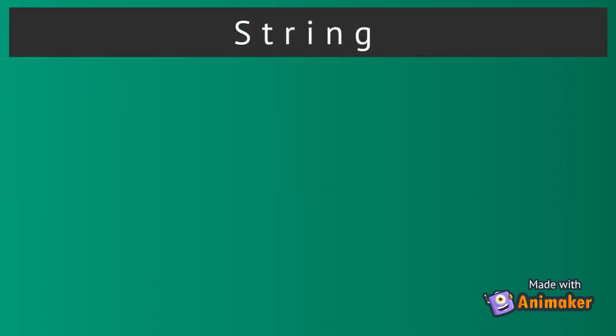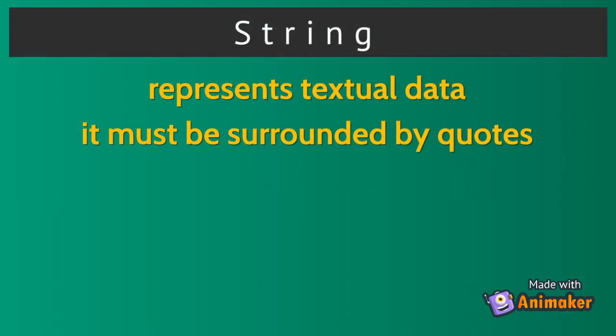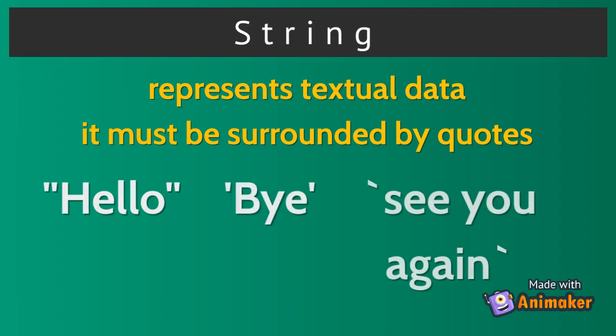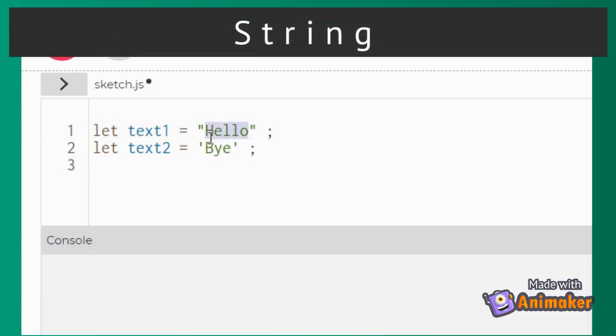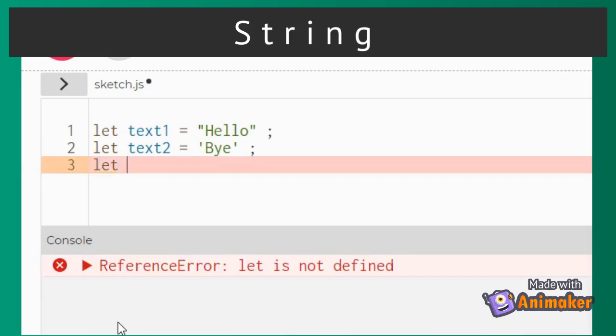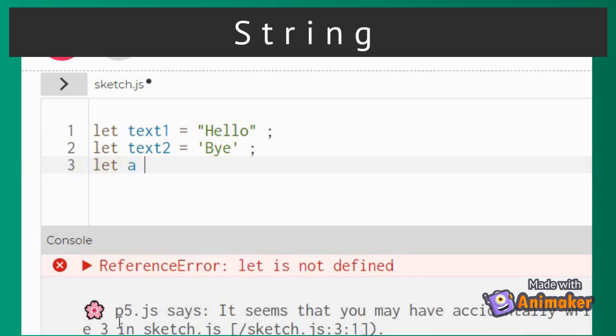String data type is used to represent textual data. A string in JavaScript must be surrounded by quotes. We have 3 of these: double quotes, single quotes, and backticks. There's practically no difference between double and single quotes in JavaScript. They are pretty simple. You just have to make sure that you don't use the same quote inside the text as well.